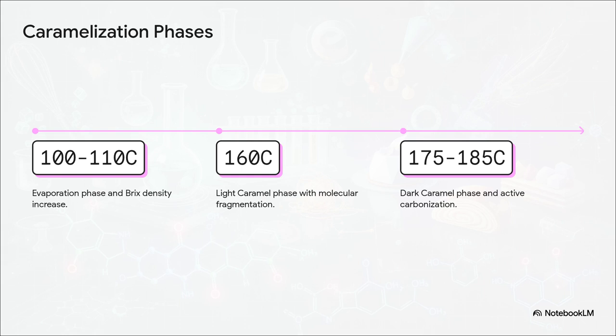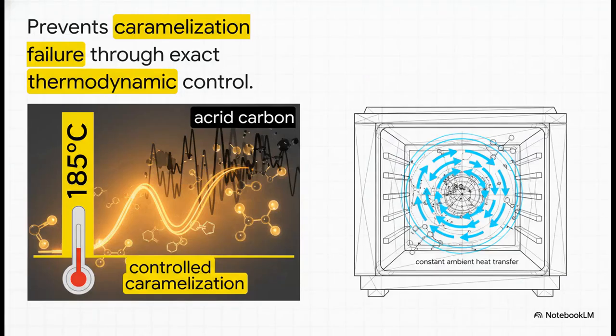Finally, we reach phase 3, the critical zone between 175 and 185 degrees Celsius. This is the dark caramel phase where active carbonization begins. The molecular chains are literally burning, developing very specific bitter notes that are scientifically required to balance the overwhelming sweetness of an 11-element dish. Now, controlling these violently volatile carbonization stages is incredibly unforgiving. I mean, if you overshoot 185 degrees by even a little, your complex compounds instantly turn to pure acrid carbon.